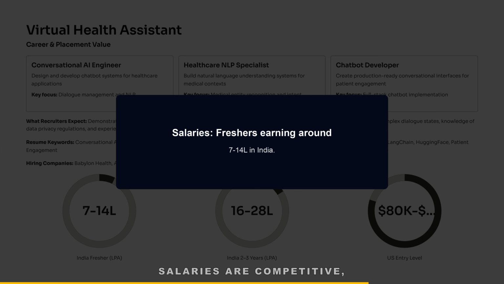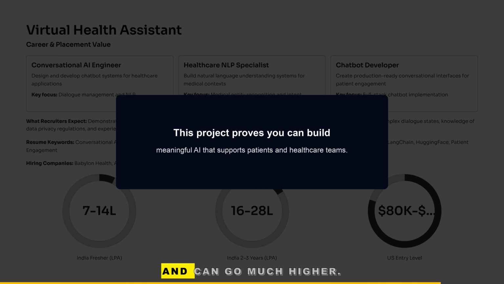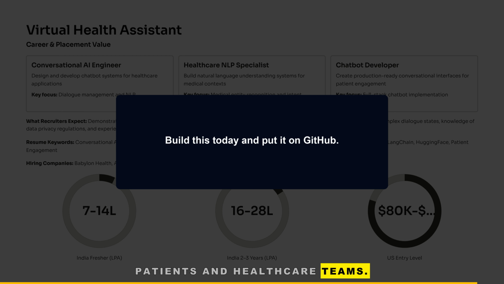Salaries are competitive, with freshers earning around 7 to 14 lakhs in India, and those with 2 to 3 years of experience earning 16 to 28 lakhs. In the US, entry-level roles often start near $80,000 and can go much higher. This project proves you can build meaningful AI that supports patients and healthcare teams. Start building this today and put it on GitHub.